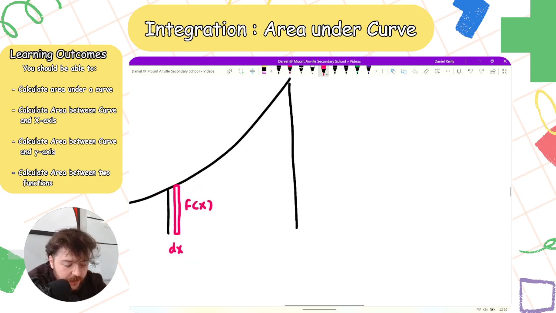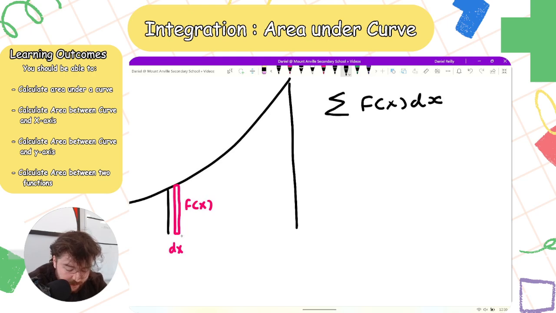So I use my summation notation. I sum all of these areas, which is given by f of x times dx, because length by width gives the area. And I do that between a and b, across all the values of a and b.